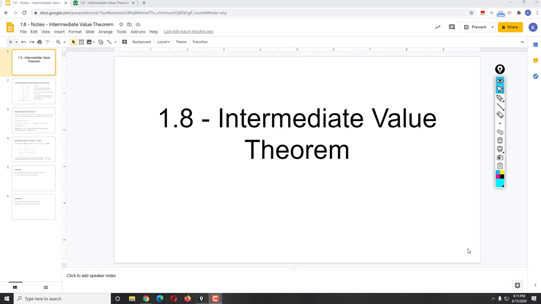Unit 1, Lesson 8, so Lesson 1.8, Intermediate Value Theorem.